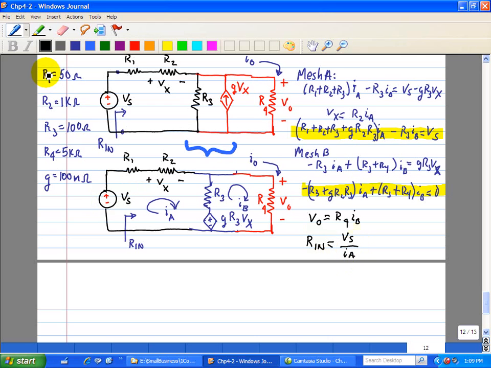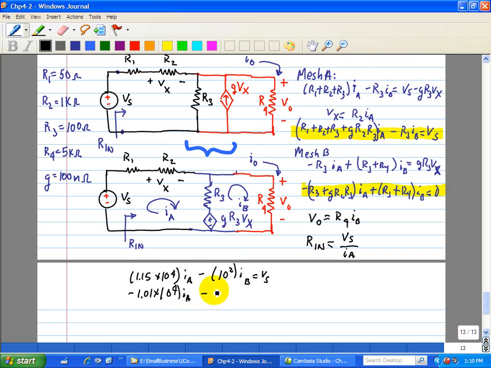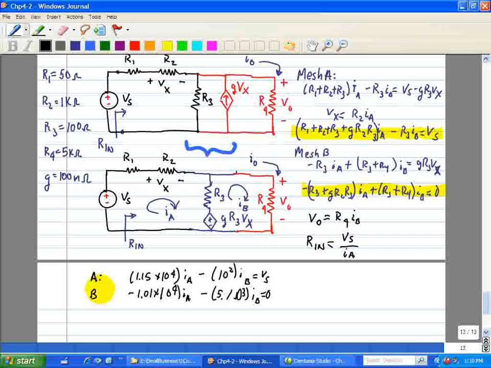Now when we substitute the values here for R1, R2, R3, R4, and G, we have the following mesh equations. For mesh A, we have 1.15 times 10 to the fourth IA minus 10 squared IB equal to Vs, and minus 1.01 times 10 to the fourth IA minus 5.1 times 10 to the 3 IB equals 0. So this is for mesh A, the top one, and then right below it is for mesh B.